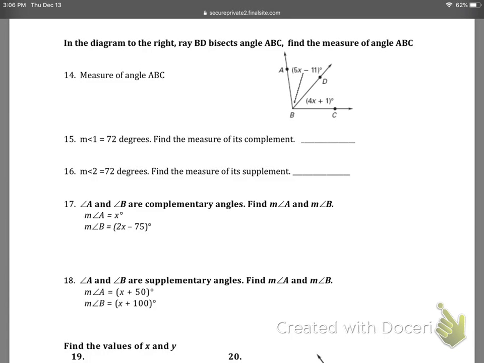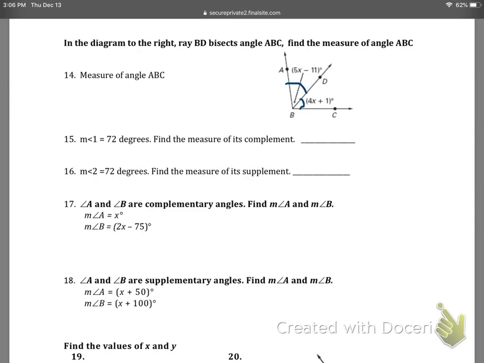Okay, in this video we're going to start with question number 14. So always make sure you read the information that they give you. Above question 14 it says, in the diagram to the right, ray BD bisects angle ABC. That's important information because if BD is bisecting that angle, then I know that this angle right here and this angle right here are congruent. So that's going to be important for me.